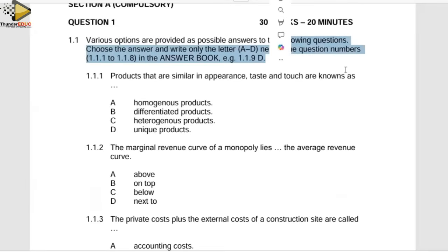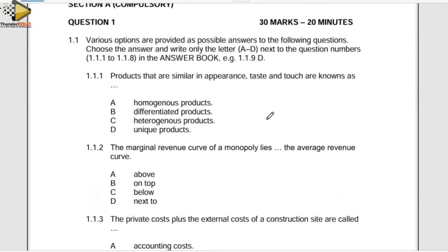it says here, products that are similar in appearance, taste, and touch are known as. We are looking at products that are similar in appearance, in taste, and in touch. Those products in economics, we call them homogeneous products. They are homogeneous products. Right.